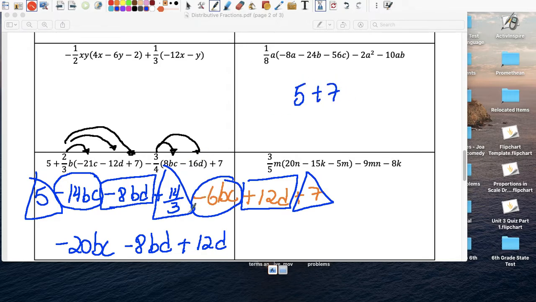Now I'm going to change the 14 over 3 to a mixed number. So 3 goes into 14 4 times, and 2/3 left over. Right, so let's add the whole numbers. 5 and 7 is 12, 12 and 4 is 16, and 2/3. So that looks like my final answer. Okay, so that was pretty simple. You just gotta be really organized with your writing. Okay, all right, that's it. I'm posting this.